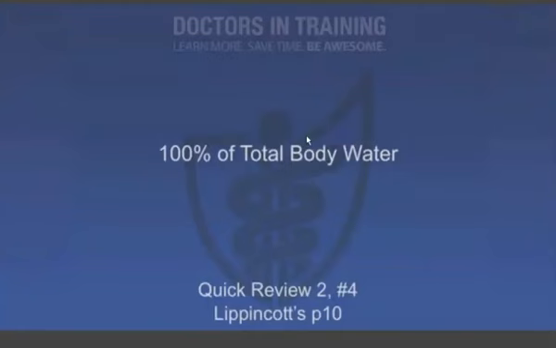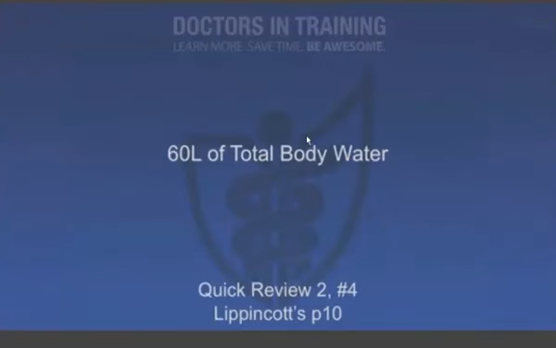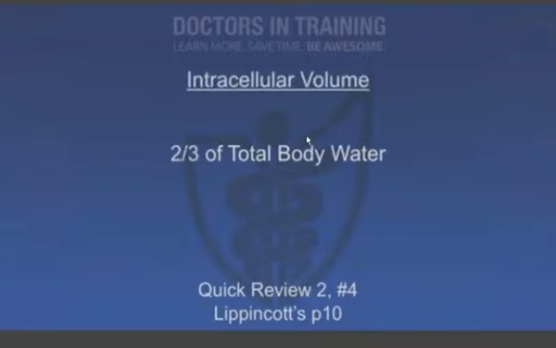Number 4, complete the following chart of body volumes below for a 100 kilogram person. We did this in lecture for a 70 kilogram person. This is important to know, how these body compartments are compartmentalized, for testing purposes. Your total body water is of course going to be 100% of your total body water. Liters in a 100 kilogram patient is going to be 60%. So 60% of your mass is water, right? Total body water. So this is going to be 60 liters.